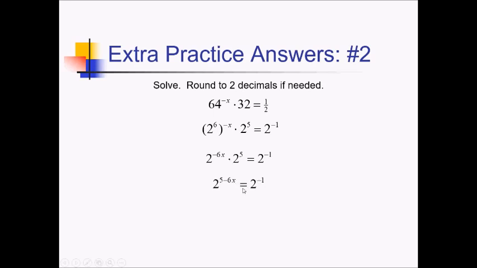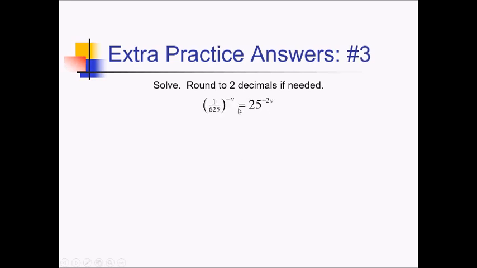And then now that I've got just 2 to something on one side and 2 to something on the other side, I can cancel out the bases and set the exponents equal to each other. So this is going to be 5 minus 6x equals negative 1. Subtracting 5 from both sides, I have negative 6 over there. And dividing by negative 6, I end up with x equals 1.